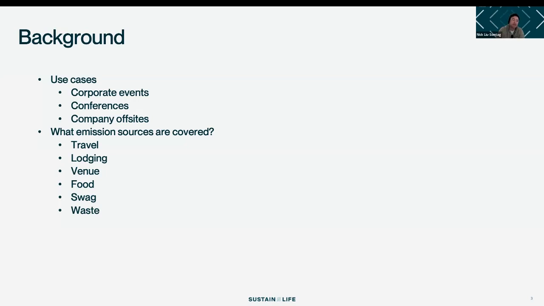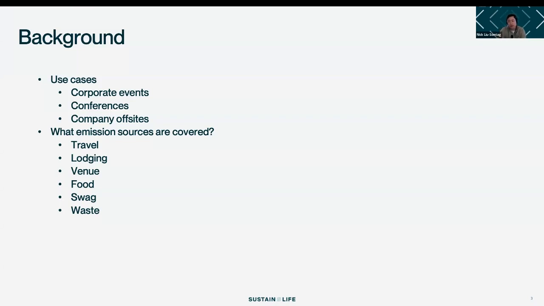In terms of what is covered, as I just mentioned, for attendees that are coming from out of town, we cover their long distance travel, as well as their overnight stays if they're staying in hotels. We calculate the emissions from the venue itself, whether that venue is your own or a third party venue. We cover the supply chain emissions of any food or beverages that you're serving, as well as any physical products that you're procuring. So whether that's swag like gift bags or things like lanyards or programs that you're printing. And then finally, we cover emissions from the waste that is ultimately produced by the event.